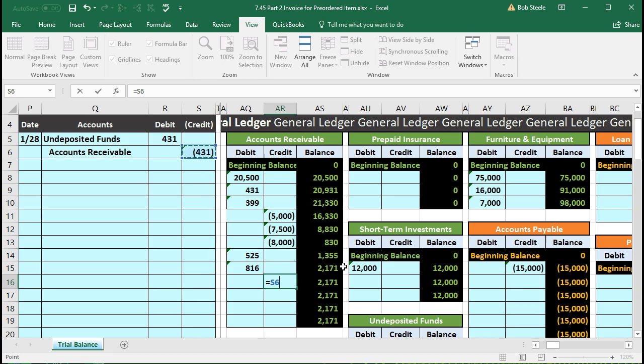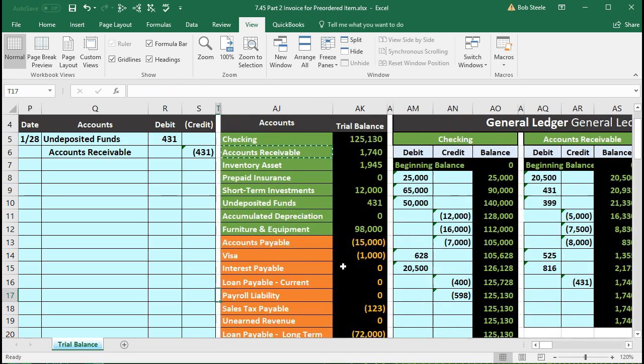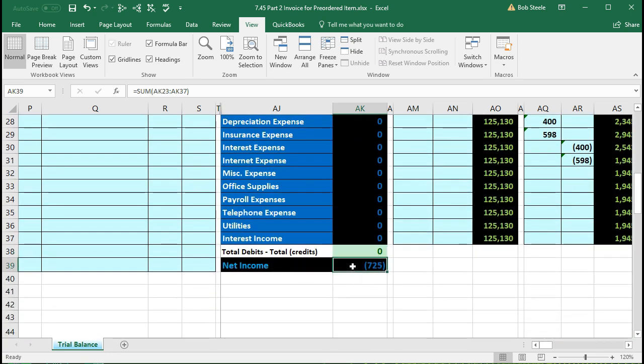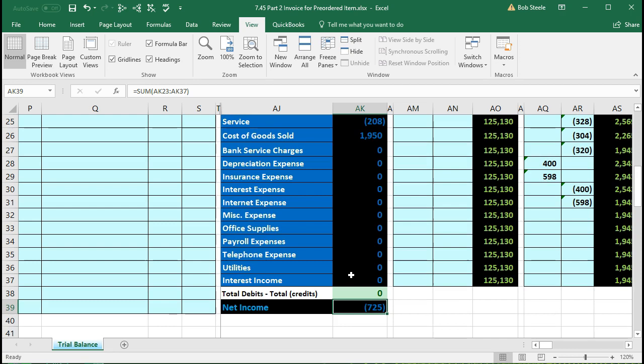That's going to bring this debit balance down because we did the opposite thing to it, crediting it to 1,740. That same 1,740 will be on the trial balance, and it will put us back in balance. No effect on net income. None of these accounts were in the dark blue income statement accounts.